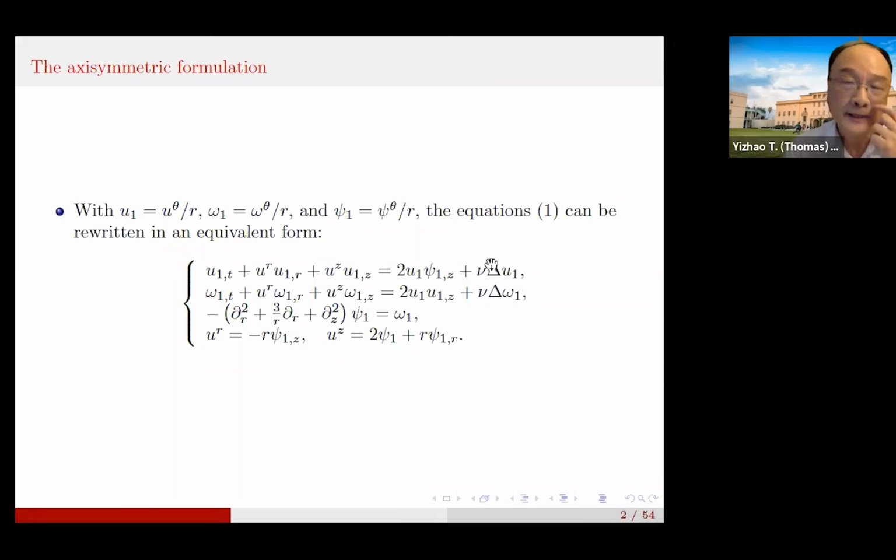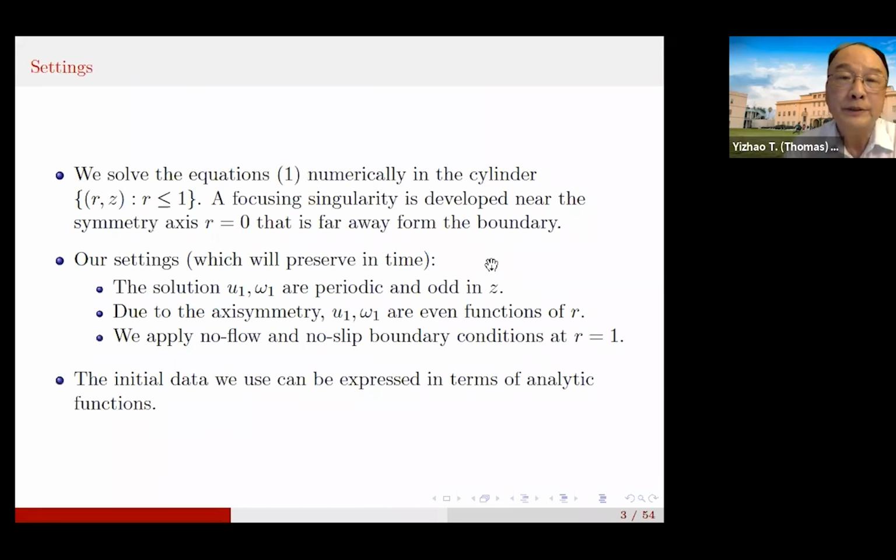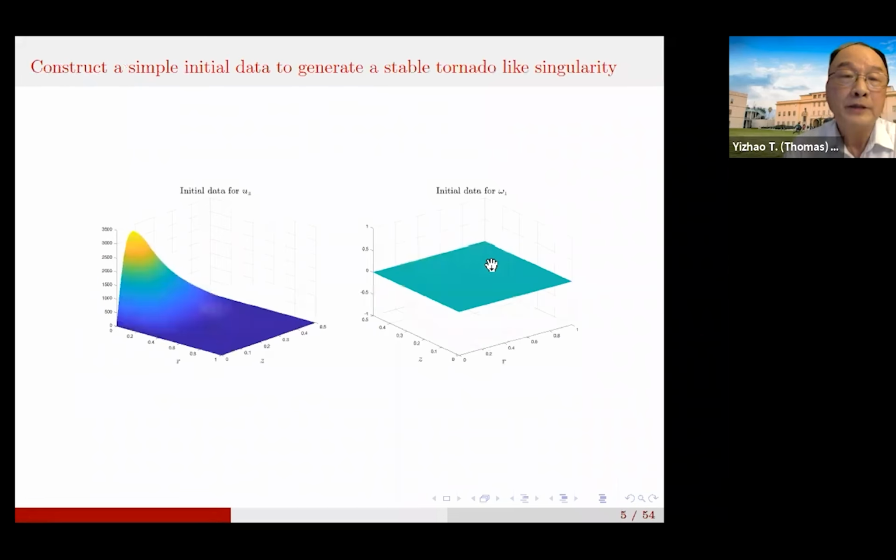It's the same setting as I showed earlier, so I will skip this part. This is very simple initial data. This work was inspired by my recent work with Huang, where we found a two-scale traveling wave singularity at r = 0. But the two-scale singularity does not survive the Navier-Stokes regularization. If you apply the constant viscosity, it will kill the singularity.